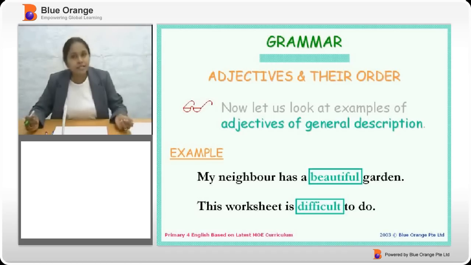This worksheet is difficult to do. Difficult here again is an adjective of general description. It does not specify exactly which part of the worksheet is difficult. We don't even know if the worksheet is a maths worksheet or an English worksheet. If it was a maths worksheet, maybe not all questions may be difficult. It could be just the problem sums that are difficult, but we do not specify. We give an overall description. So here it is a general description adjective.